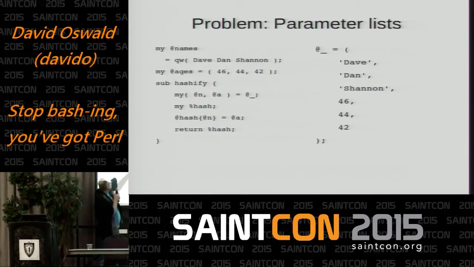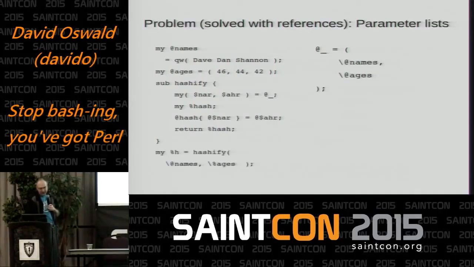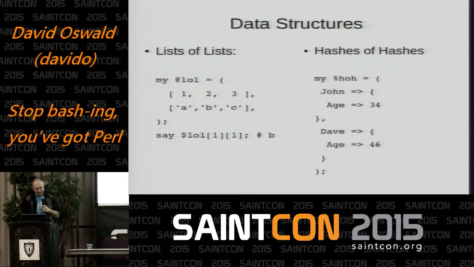My n and a is $_, that's not going to work. If you pass them with references, name array ref and a array ref, then they're not going to be flattened out into a flat list. And references also let you do data structures, lists of lists, hashes of hashes, hashes of lists, and so on.